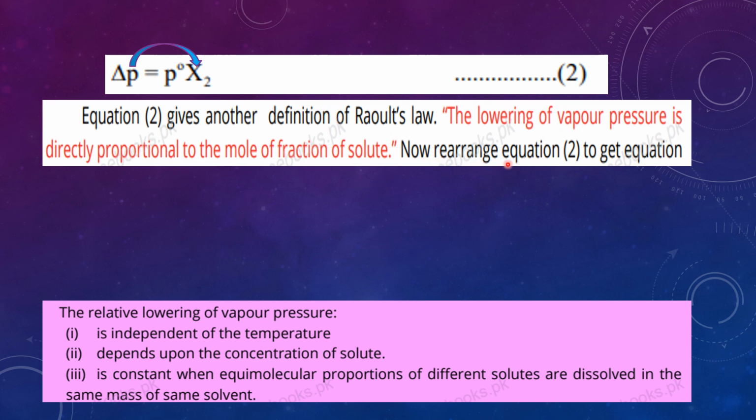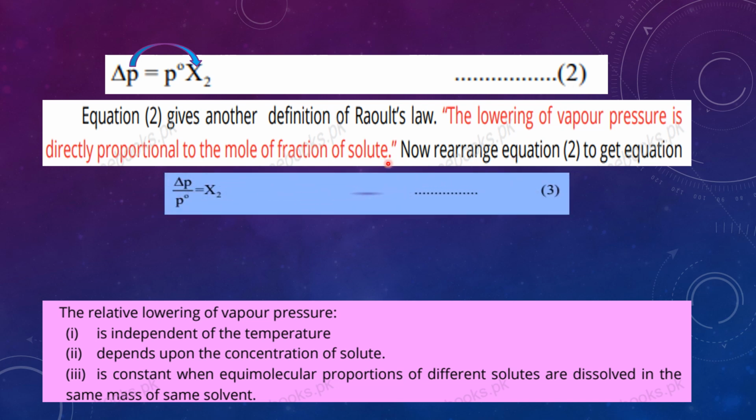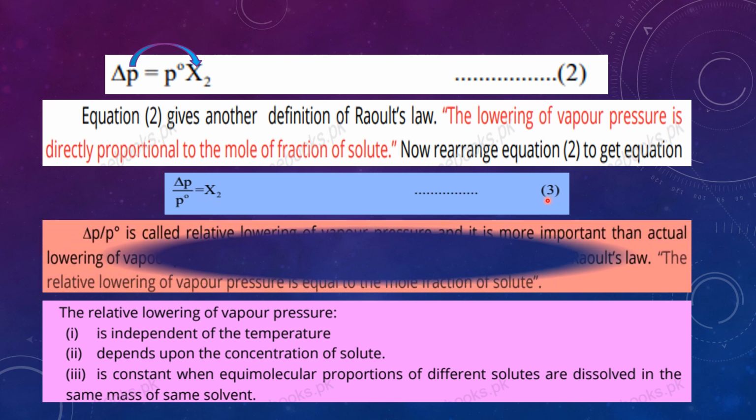So now we will rearrange equation number 2. After rearrangement, we get delta P over P naught. P naught is multiplying here, so when we move it to the other side of the equal sign, it will be divided. Delta P over P naught is equal to x2. It is our equation number 3.